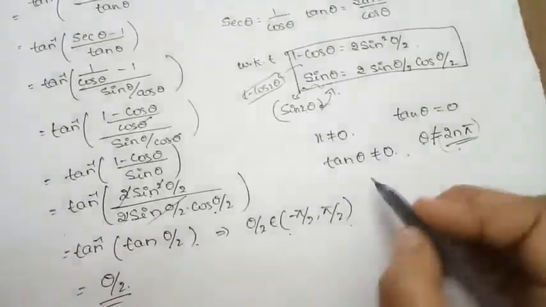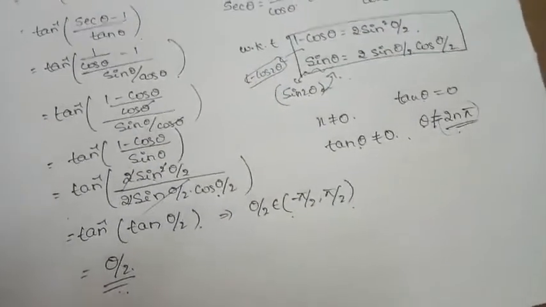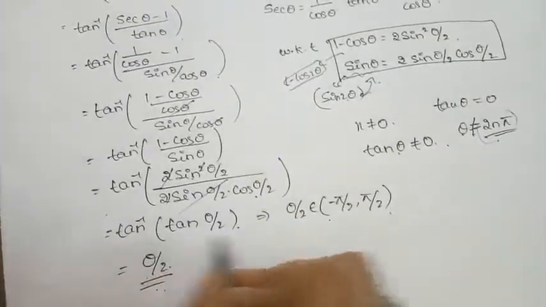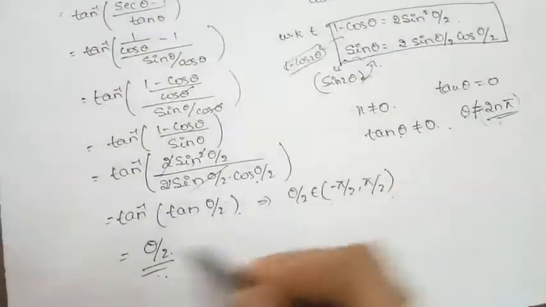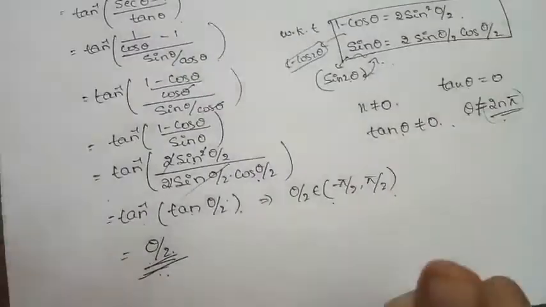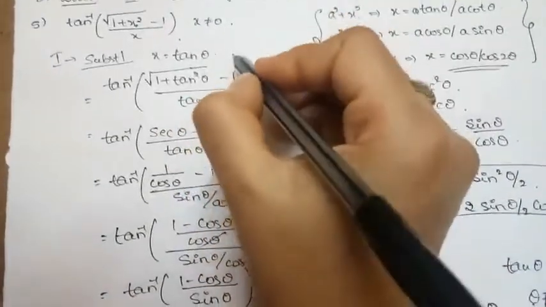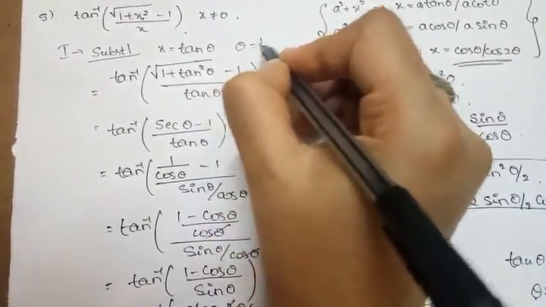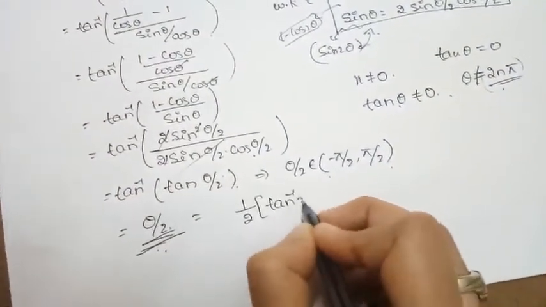So theta should not be an integral multiple of pi; clearly here theta is not an integral multiple of pi. So we can say that this is valid. So tan inverse of tan theta is lying within this interval, so theta by 2 is the answer. So what is theta? Theta is nothing but tan inverse of x. So I can write it as 1 by 2 tan inverse of x.